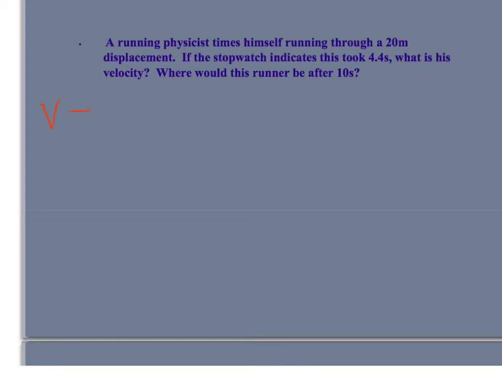Well, again, a velocity is going to be a displacement over a time interval for that average or constant velocity in this case. We know that the displacement he's going through was a 20-meter displacement, and the stopwatch indicated that that took him about 4.4 seconds to complete. So again, if you plug that into your calculators, you'd find that this average velocity for this physicist is about 4.5 meters per second. We could look at other questions that are associated with this problem, such as where would the runner be after 10 seconds worth of time?